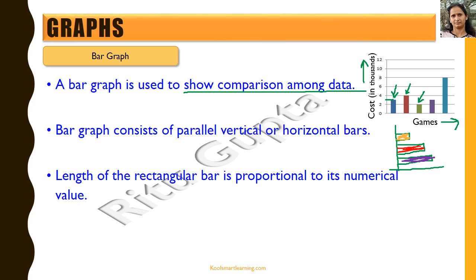Now the length of the rectangular bar is proportional to the numerical value that it represents. As we just talked about in this graph where the cost of the games is shown by the bars, we look at the length of the rectangular bar, and that is proportional to the numerical value. So this longer bar represents a higher cost and the smaller bar represents a lesser cost. This is where the bars are very useful.